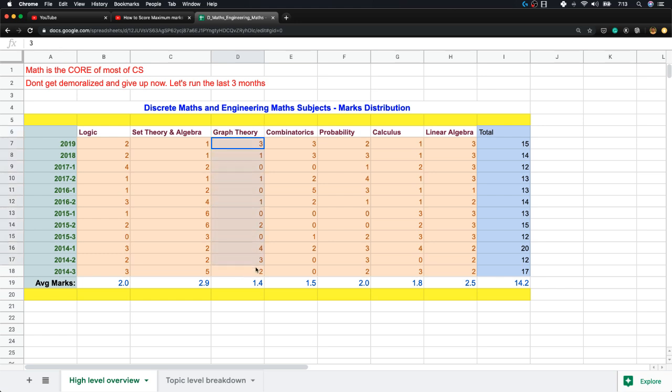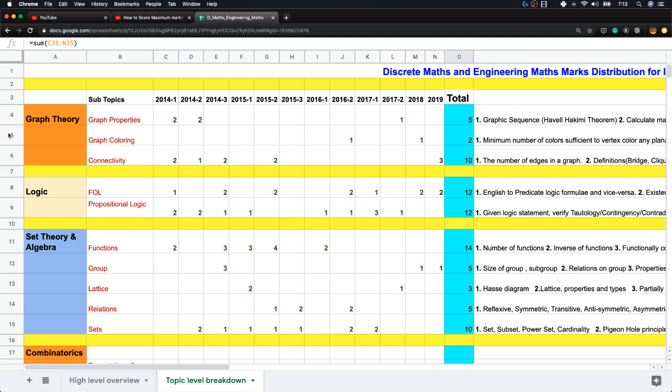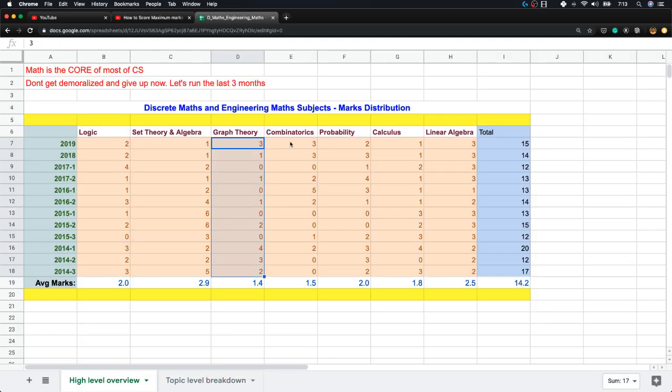And again, the graph theory here is slightly different from graph algorithms, in that there are a lot of properties. Again, I'll come to the topic level breakdown here in a little while. So combinatorics, again, there are some years where there are no questions themselves, and that's because some of the combinatorics questions are typically asked in the context of probability. So when there is something like that, we counted it in probability.